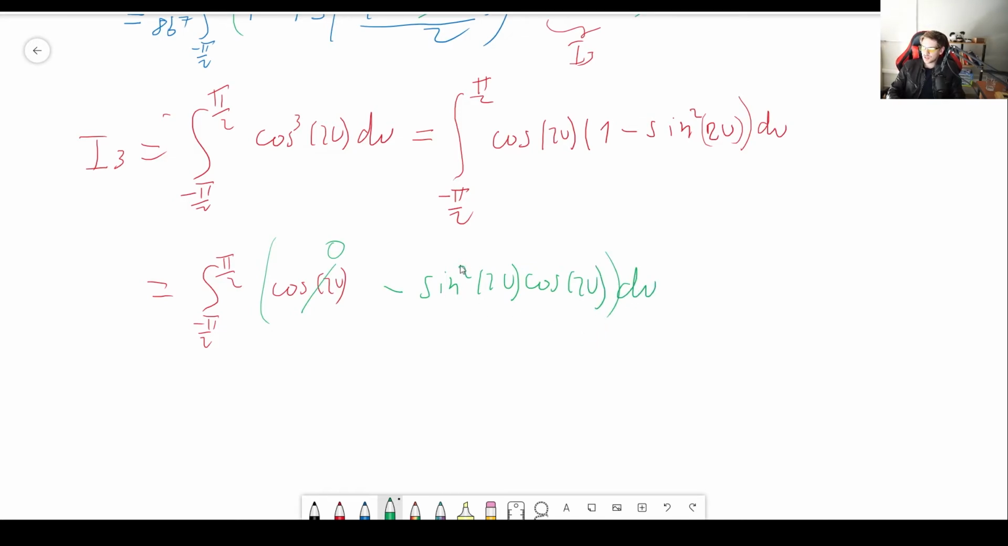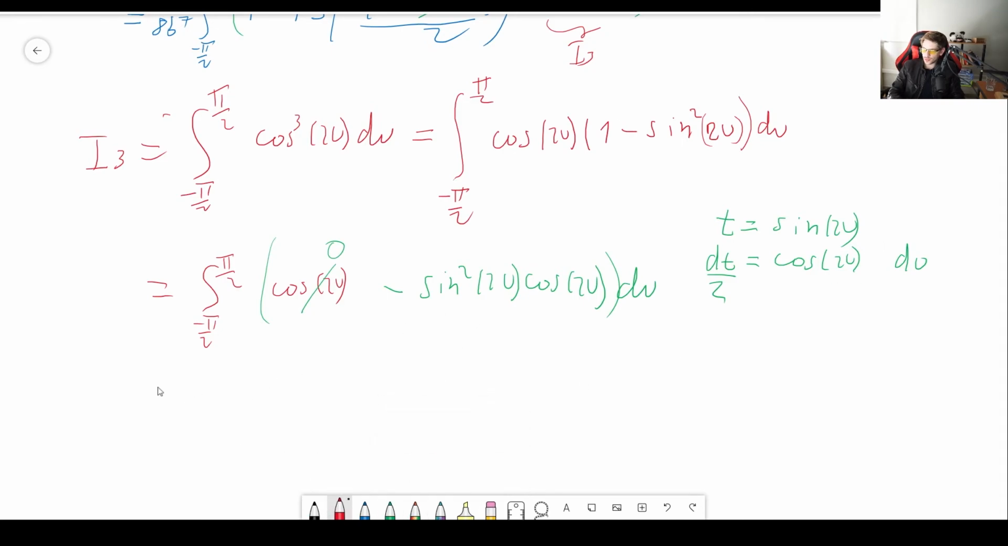So we have sine squared times cosine of 2u. So this is an easy integral. We have seen it a lot of times before. We solve it by substitution. We say, all right, t is going to be sine of 2u, and thus dt is going to be cosine of 2u times 2, of course. So cosine of 2u du we already have. We're going to have to divide by 2 so that we have the exact same thing in our integral.